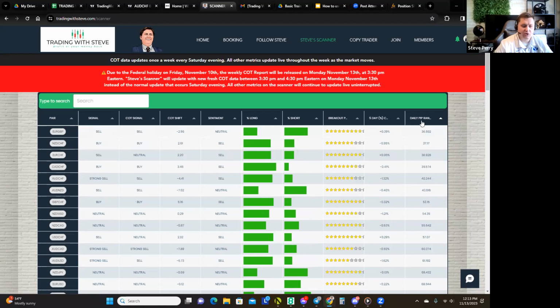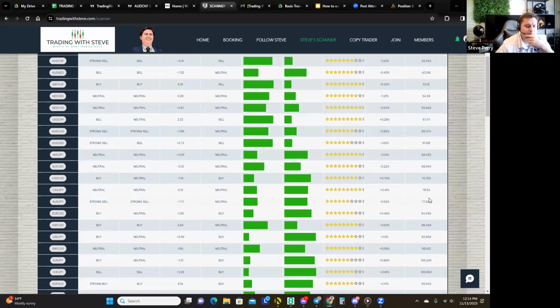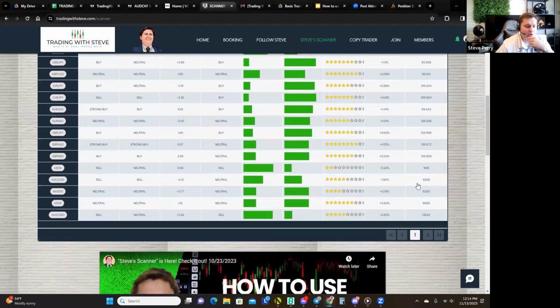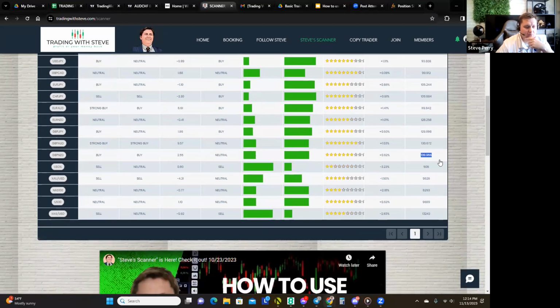But look at this. The euro pound has a 36, almost 37 pip average daily range. So if you make one pip, that's pretty impressive with the euro pound. But if you make, like I said, one pip on the pound kiwi, which has a really high average daily range right here, it's not as impressive.